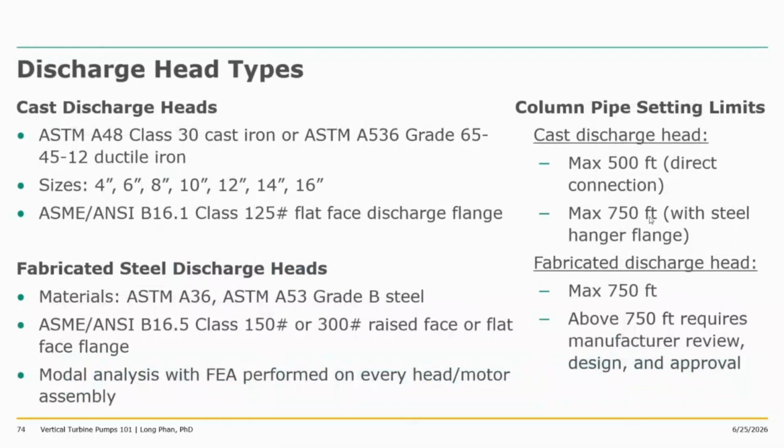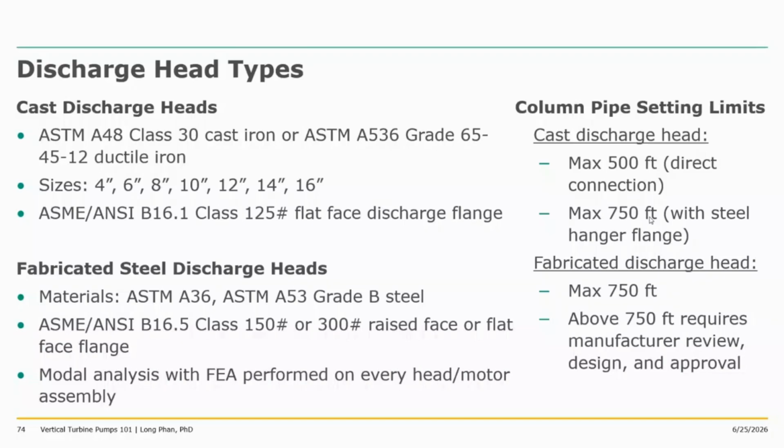Again, a little bit more information on the discharge head type. We know cast discharge heads run from 4 to 16-inch sizes. They typically have a smaller class, NCB 16-1, class 125-pound flange. And then the fabricated steel discharge heads have a higher pressure rating for the flange, in 150 or 300 pounds. Again, because these fabricated heads are custom heads, they are suitable for model analysis with FEA, finite element analysis, to be performed on the head.